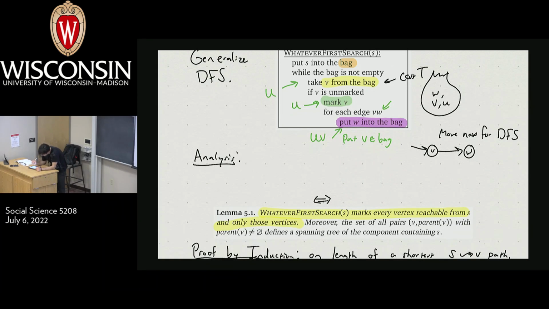Okay. So in total, we can think of this as summing again over all vertices. For every vertex, we're going to do this procedure. So we're going to do one work to mark V and stuff. And then for each degree, each outgoing edge, we have to put W into the bag. So we're going to do T work to put all the neighbors into the bag. So this is what it looks like.